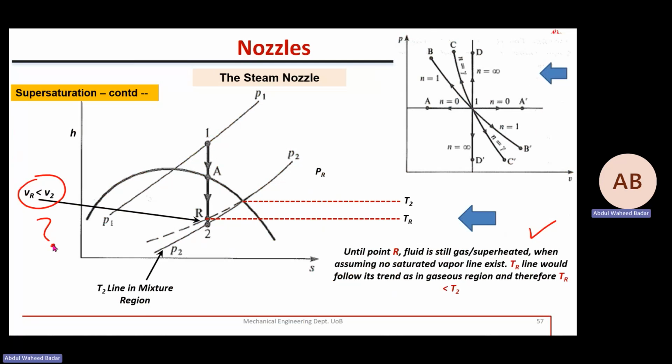That's what we said for TR and T2. For a normal flow, what will be T2? And for supersaturated flow, TR is now less than T2. The same is for VR. VR is less than V2. You can answer this only with the help of this diagram, if you remember it from Thermo.